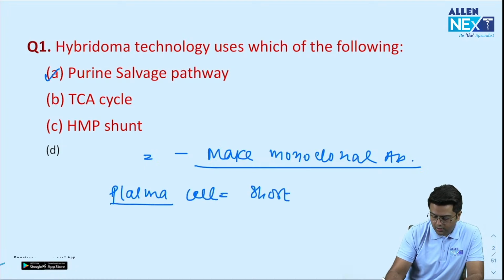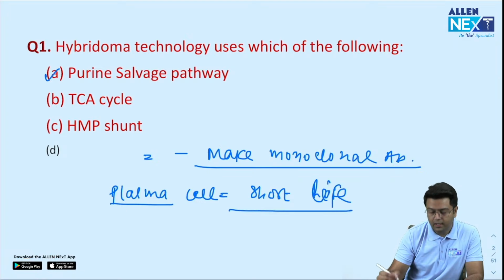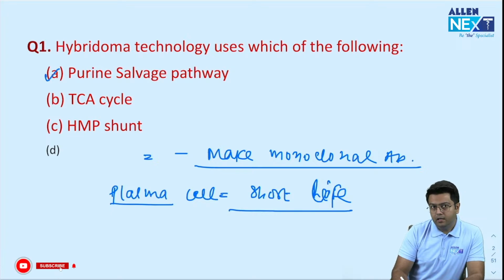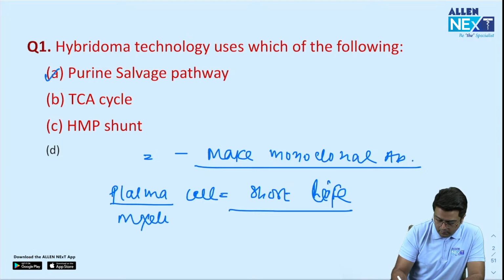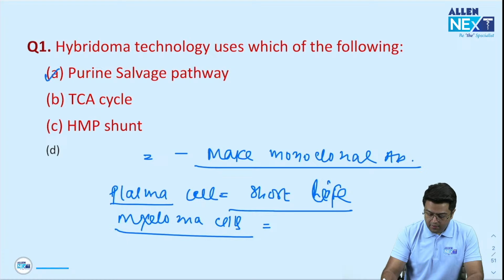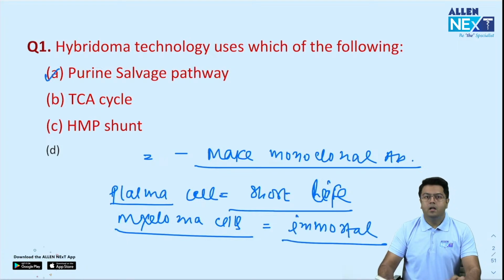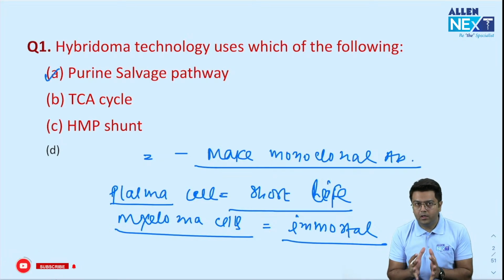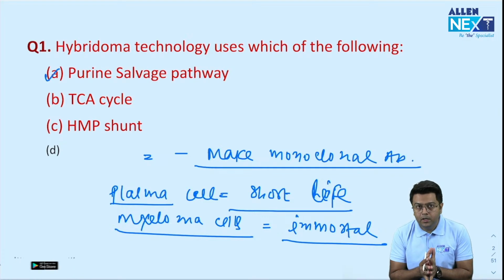It has a short life. So if we take the myeloma cells, which are again plasma cells, cancerous plasma cells, they are immortal. Now if you fuse them using polyethylene glycol or PEG, then what we get is known as a hybridoma cell.